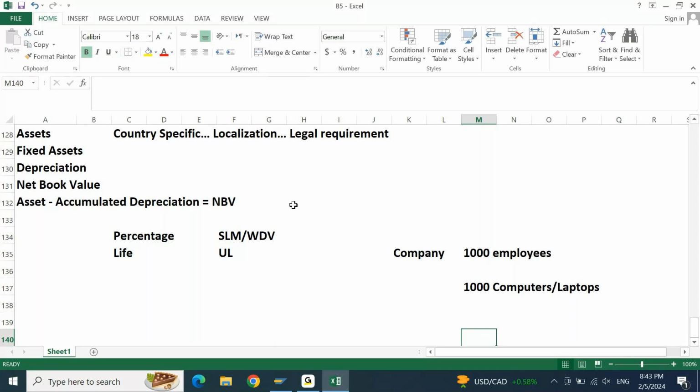For example, if you're talking about India, you will have to follow Indian accounting standard. If you're talking about US, you'll have to follow US accounting standard, which is nothing but US GAAP. Similarly, if you're talking about Singapore or any other country, that country specific accounting standard must be followed. Each accounting standard will tell you guidelines how the assets will have to be treated. This is from your accounting perspective.